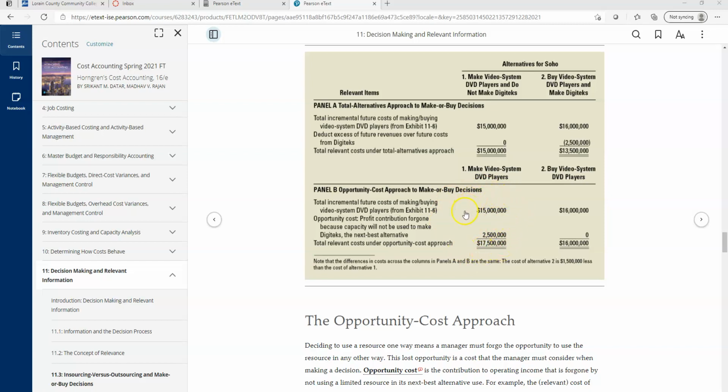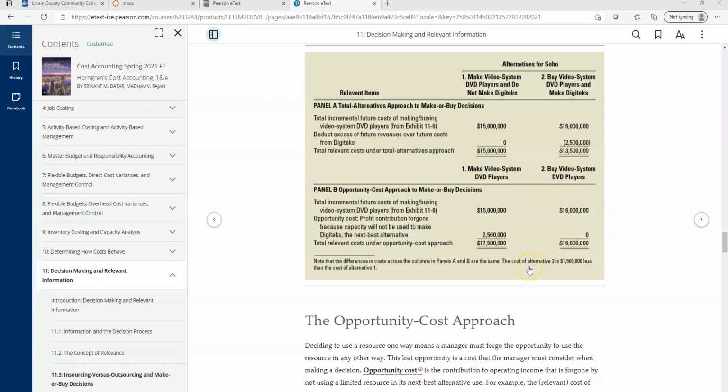$17,500,000. Because remember, if I make those video system DVD players, I cannot make the Digitech because I don't have the capacity to do that. I can only make one or the other. So if I make one or the other, then by choosing to make those in-house, I'm foregoing, or that's my opportunity cost of $2.5 million. So really the total cost under the opportunity cost approach, $17,500,000, where the cost of buying the video system DVD players is $16 million.